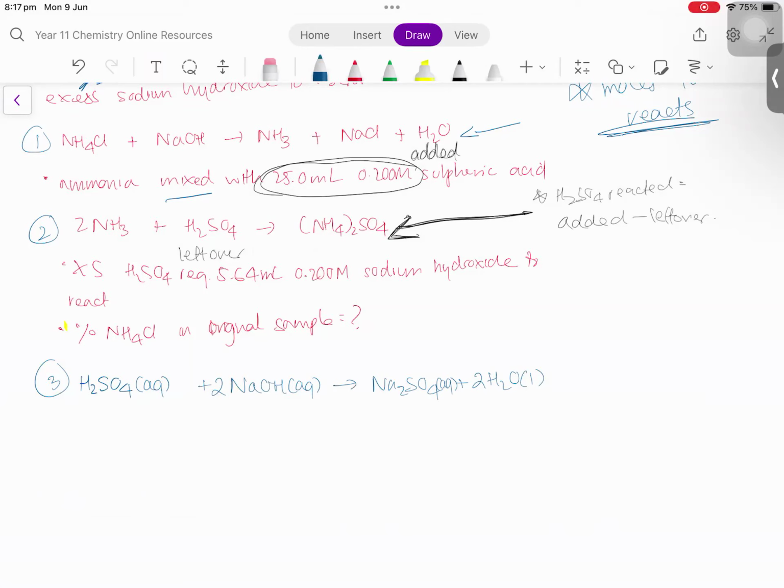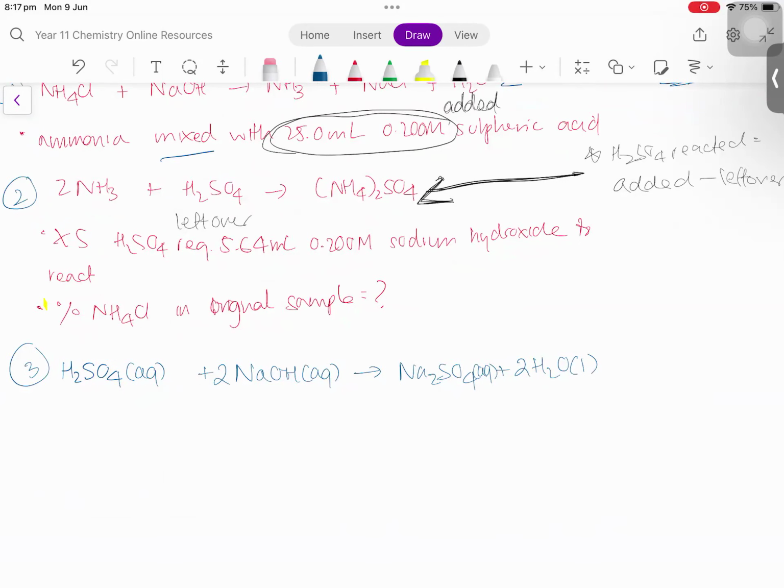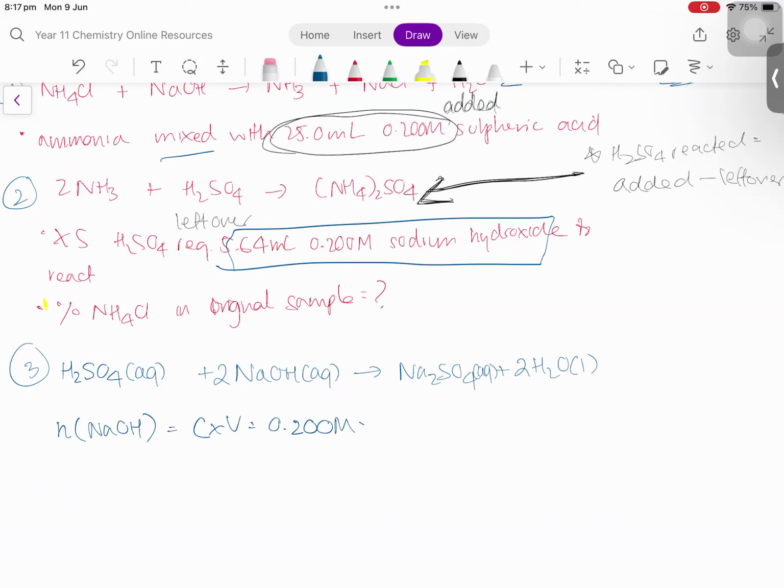Remember again, have a different colored pen out. Track the thinking that we're doing. You're not going to understand it the first time round. If you want the amount of sulfuric acid left over, it reacted with this sodium hydroxide, so we can start there. Moles of sodium hydroxide is C times V. 0.200 molar times 5.64 mL. We're going to turn that into liters.